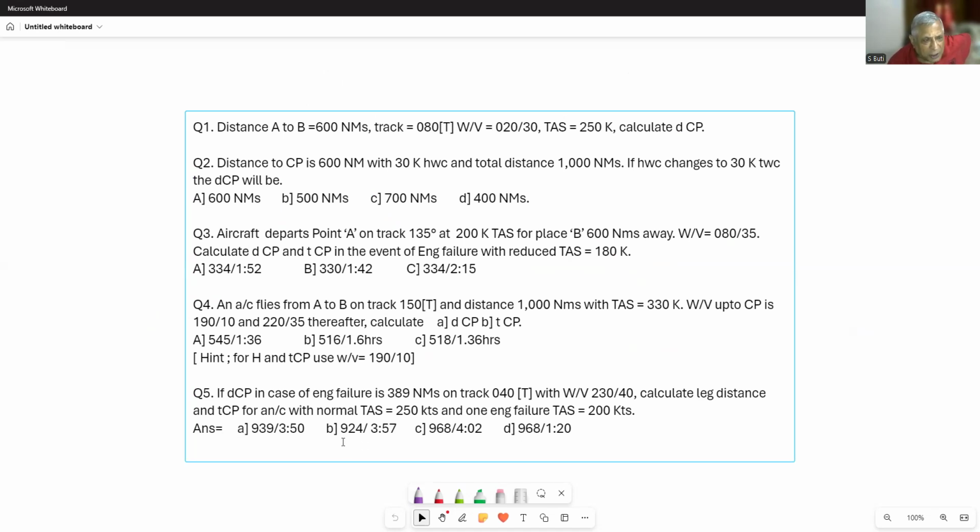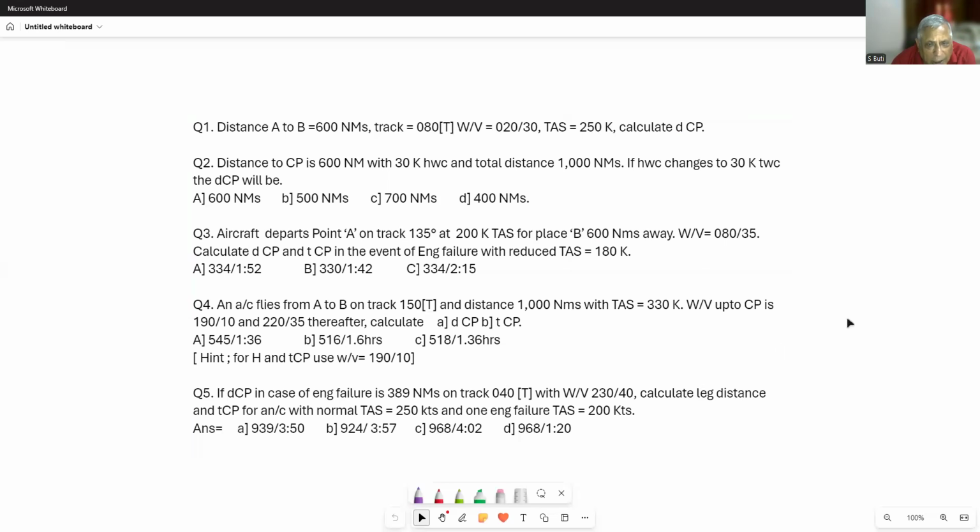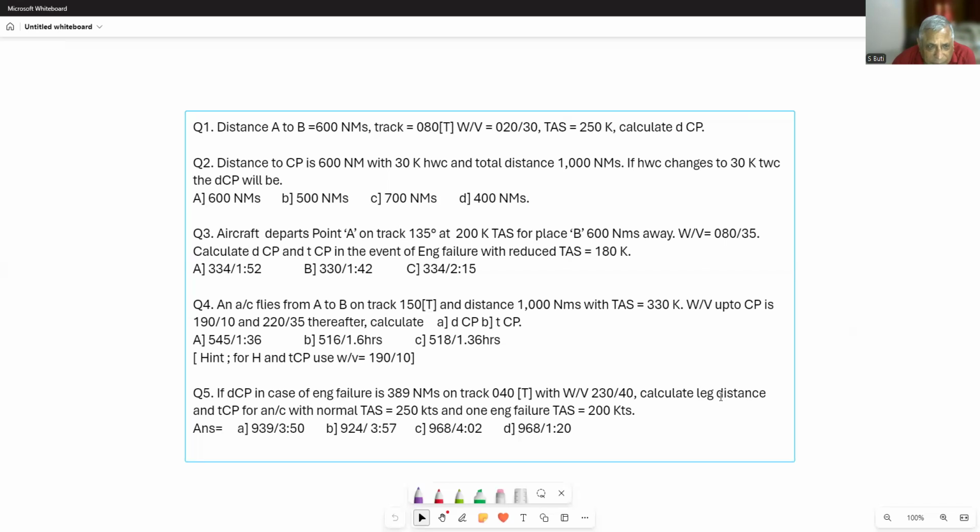Next one is another interesting question, application of what you learned. He says that DCP in case of engine failure is this. Calculate the values of O and H on reduced power, and then calculate the DCP on reduced power is given to you. O and H is known to you. Calculate the total distance. D is not known to you now. And DCP X is given to you.